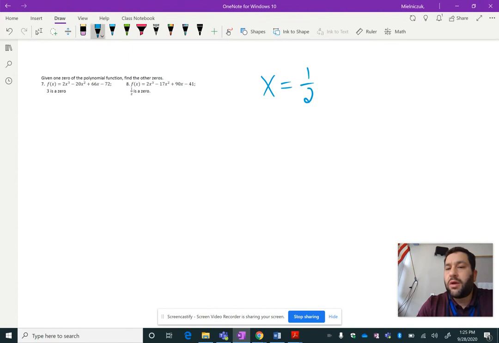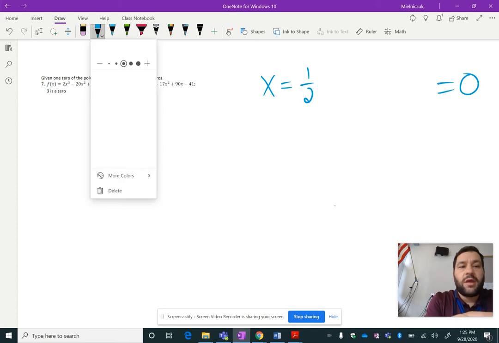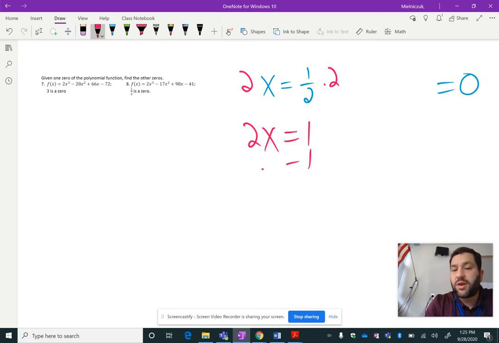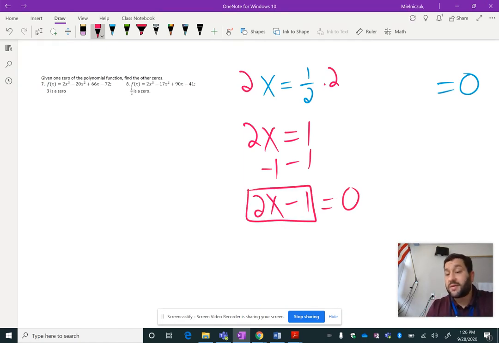Now, remember, all the work we did was when it was set equal to 0. So we have to unravel this. We multiply both sides by 2, so now you get 2x equals 1. But we want it to equal 0, so now we subtract 1 to get 2x minus 1 equals 0. Now this is what we're going to use for our, in this case, long division.